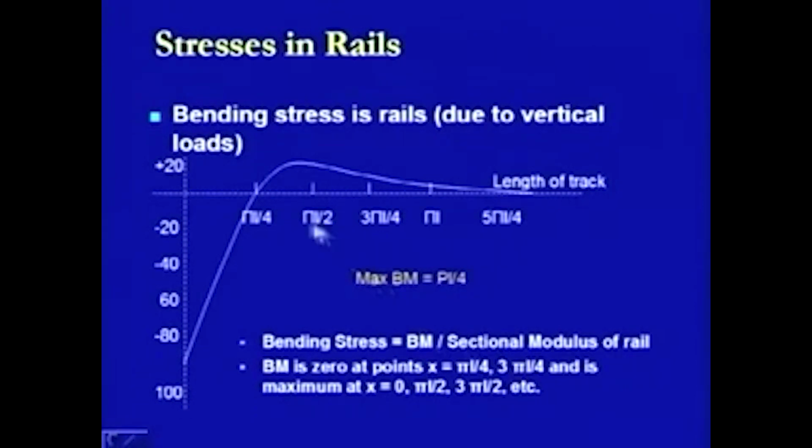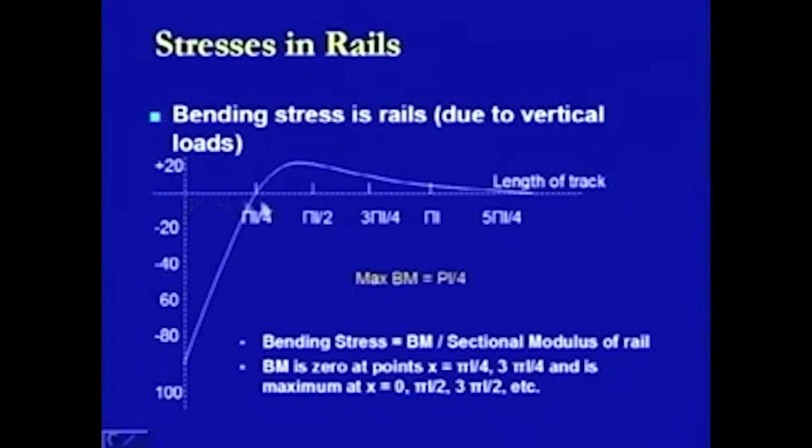Now, the other thing is that, as we have seen, there is a point of contraflexure at which the bending moment becomes 0. So, there are certain points at which the bending moment will be 0, like pi L by 4 or 3 pi L by 4, and similarly it is going to be maximum at some distance, like it is maximum at x equals 0, where x is taken with respect to the point at which the load is being applied.